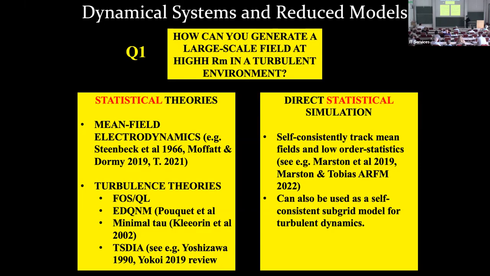You use one of these turbulence theories. Perhaps the simplest one you could use is first order smoothing or a so-called quasi-linear approximation. You could be a bit more sophisticated than that and use one of these two turbulence theories, the so-called eddy-damped quasi-normal Markovian approximation, or minimal tau, which is a variation of that approximation. If you're feeling incredibly energetic, you could do what's called two-scale direct interaction approximation calculations. These are really technically challenging to do, but there's a beautiful review by Nobumitsu Yokoi on this. I think Nobumitsu is coming later on in the program, so if you want to know anything about this approach, you should ask him.